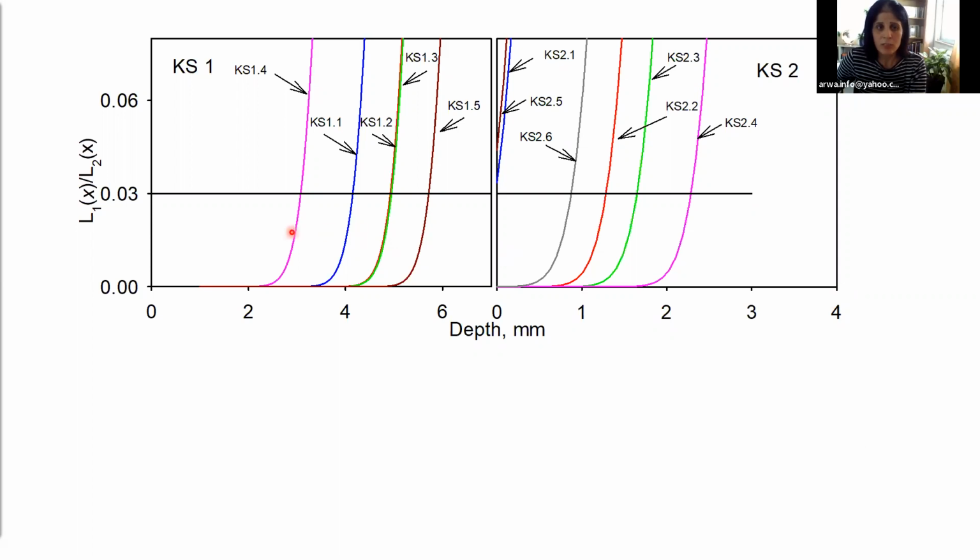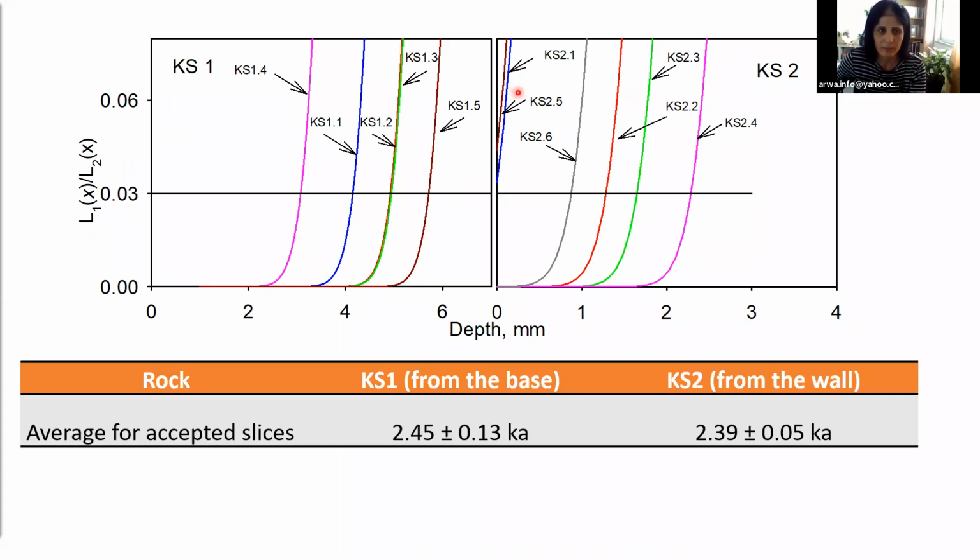So for the different cores that we drilled into the two rocks, we took the ratio between the signal before and after burial, and we took only the cores that were less than 3%, and looked at what depth they were really bleached. Some of the cores were really bleached at 2 millimeters, and some of the cores at 5 millimeters. Some of the cores, like in this case, were not really bleached before burial. So we excluded this from the age calculation.